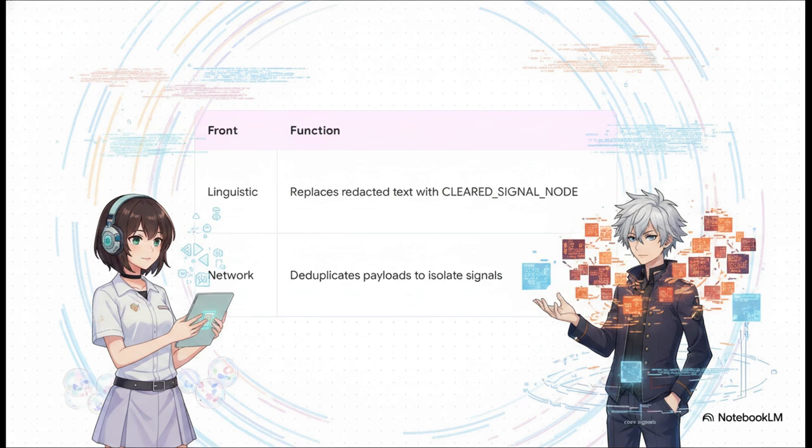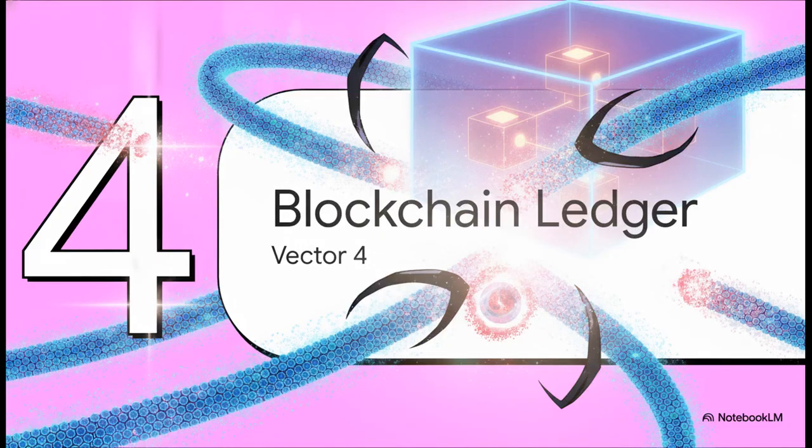Meanwhile, you've got the async network front working to deduplicate the raw network payloads. It's basically stripping away all that repetitive noise to isolate only the totally unique core signals. So, working together, these two fronts ensure the intercepted data is perfectly scrubbed, isolated, and totally normalized. Moving right along to Section 4, the core persistent blockchain ledger.